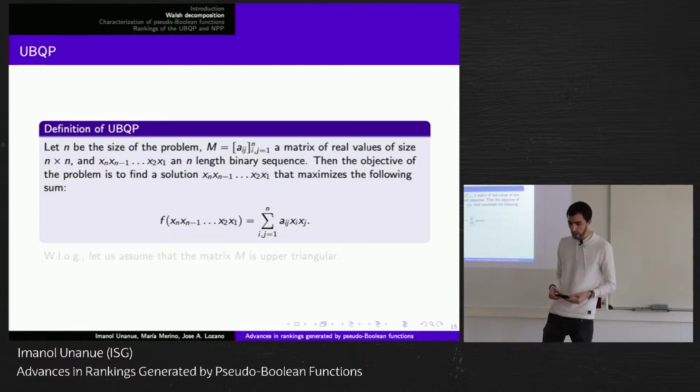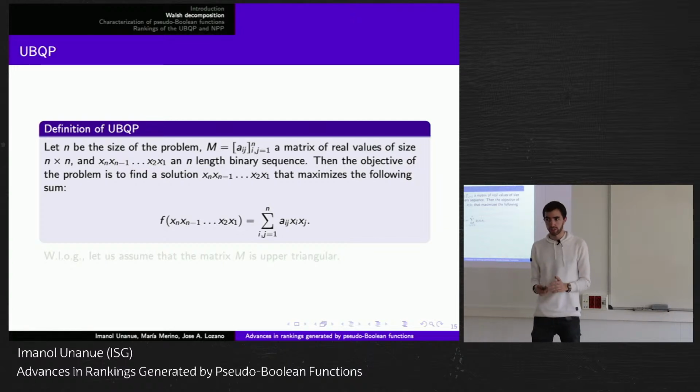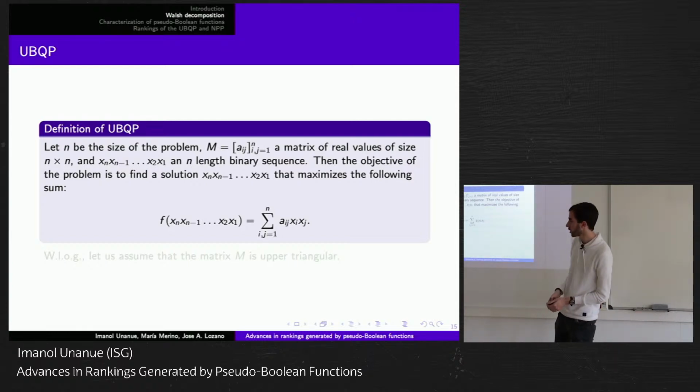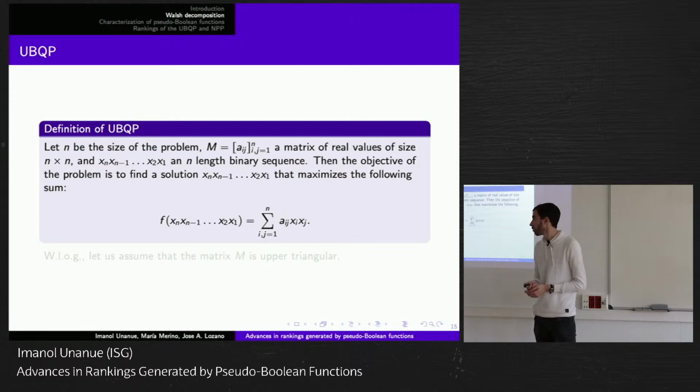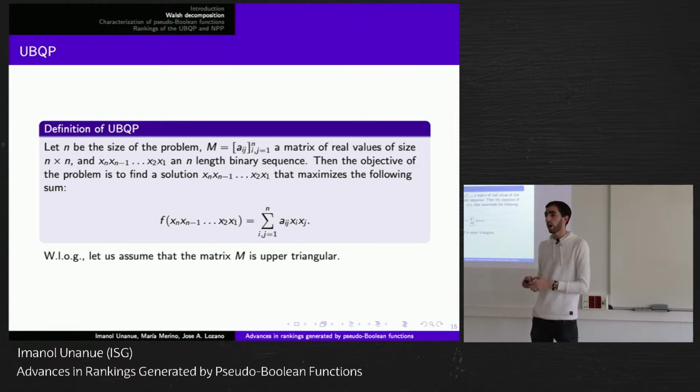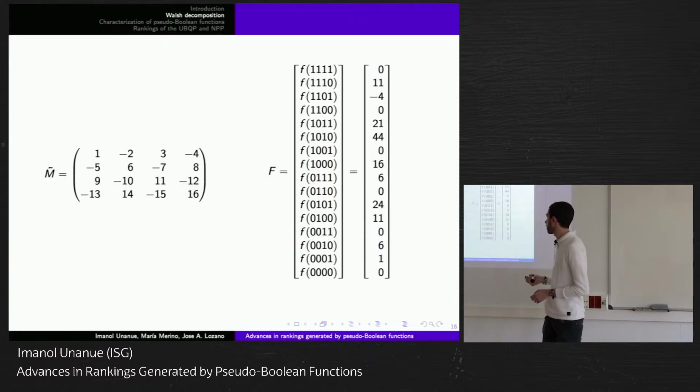Okay. Now we will start to calculate the Walsh coefficients of the two presented binary-based combinatorial optimization problems, and I will start with the unconstrained binary quadratic problem, in which the solutions are described as binary sequences of length n, and we have a matrix of real values, and the objective is to select the solution that maximizes the values of the matrix M. Without loss of generality, we can consider the matrix M to be upper triangular, and it will simplify the notation of it. We have a brief example.